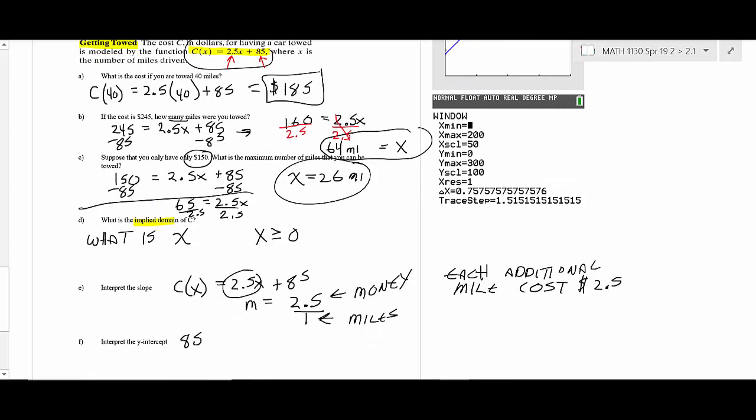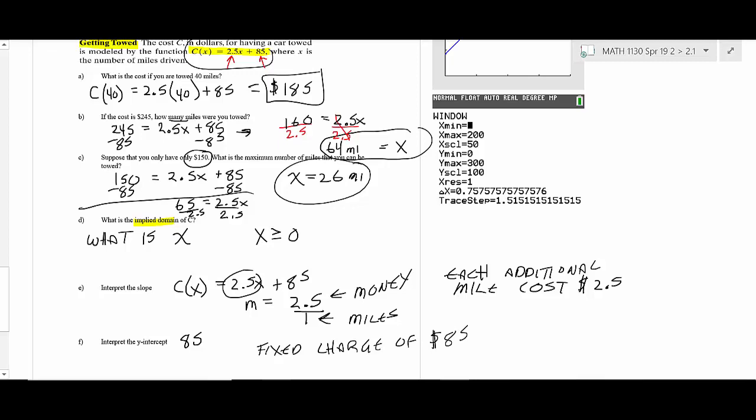The y-intercept is 85. What is the y-intercept in this problem? What does that 85 mean to you? Yeah, that's just kind of like a fixed charge, right? A lot of times the way these things work is you have a fixed charge and then the variable depends on how far you drive. So you can just say you have a fixed charge of $85. That's the mathematical meaning of that.